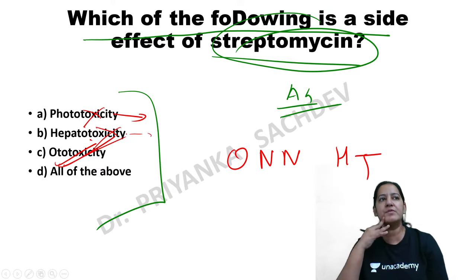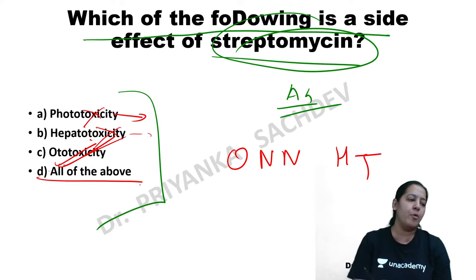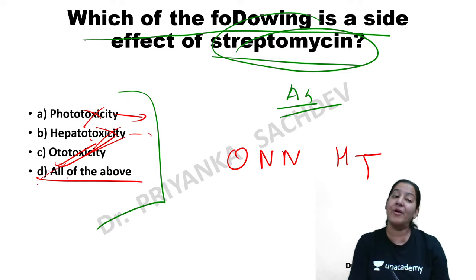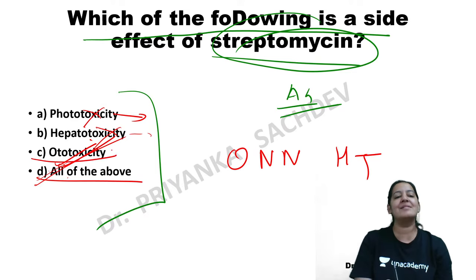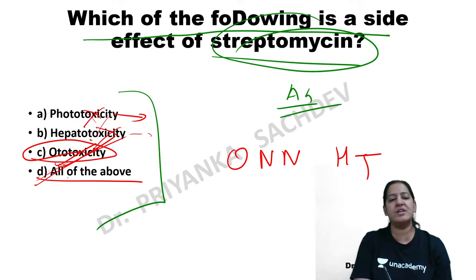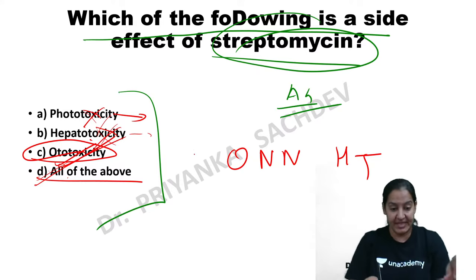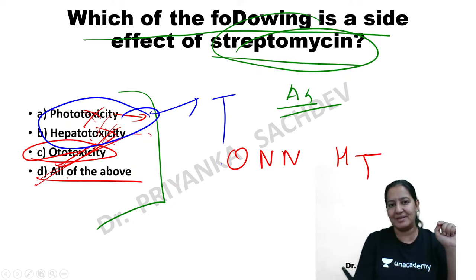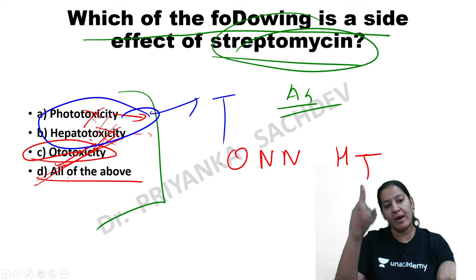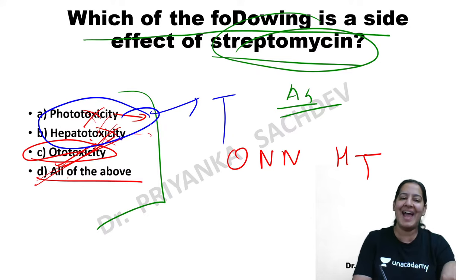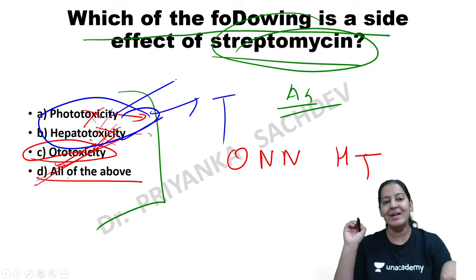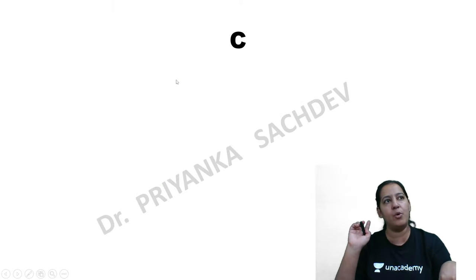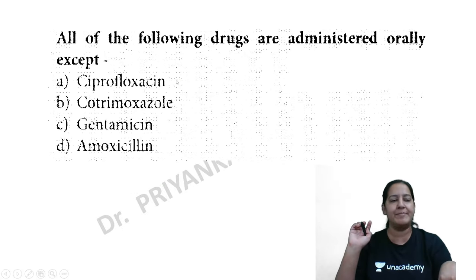Now again, most of the students have this mentality that when there is an all of the above option, they go with that. No, all of the above is not the answer. It is not necessary that if all of the above is there, you choose it. The correct answer is C. Phototoxicity and hepatotoxicity are not seen here. But yes, phototoxicity and hepatotoxicity are the side effects of tetracycline, I must say. Yes, tetracycline. Right? LK Advani PT teacher, everyone remembers. L of LK and P of PT. So these are side effects of tetracycline, not aminoglycoside. The correct answer here is C. Yes, you all are right. Very good. ONHT, absolutely right, Supi.